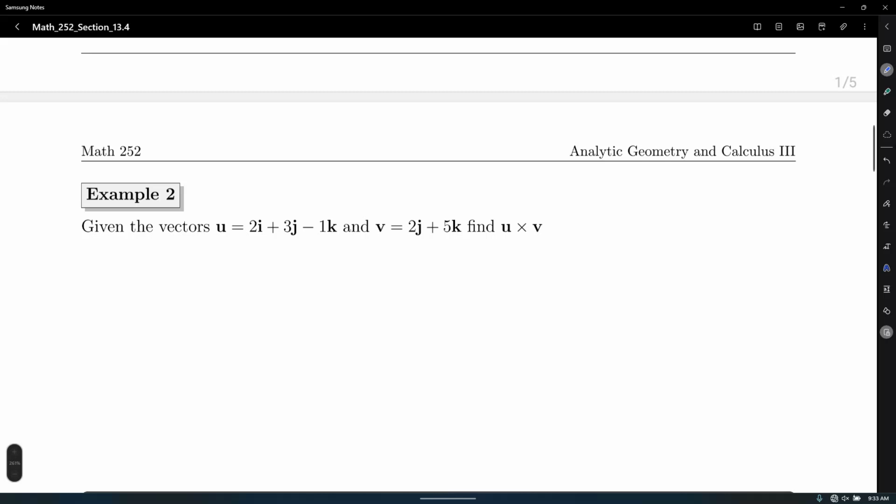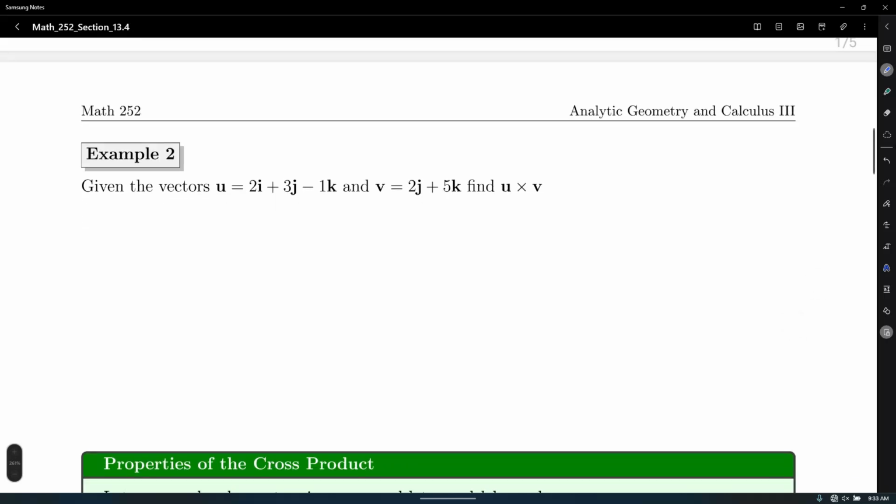So u cross v. And notice in this case they're giving us the vectors as a linear combination of standard unit vectors i, j, and k. So I'd rather change those vectors to component form. I'll show you why I prefer component form as opposed to this form. You'll see why. Often we are reading a problem in a hurry, and it's very easy to make silly mistakes like the one I'm going to make.